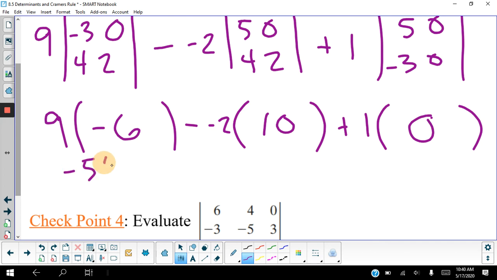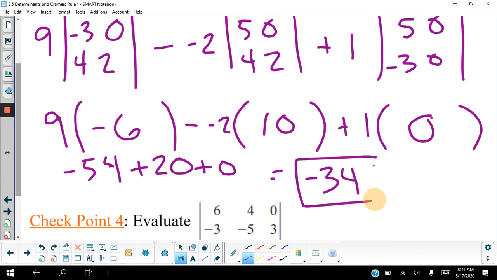So we have a negative 54, multiplying the first two. Okay, minus negative 2 times 10. Well, negative 2 times 10 is negative 20. So it's going to end up being a plus 20. And then at the end is just a plus 0. Leaves us with a negative 34 as our determinant.